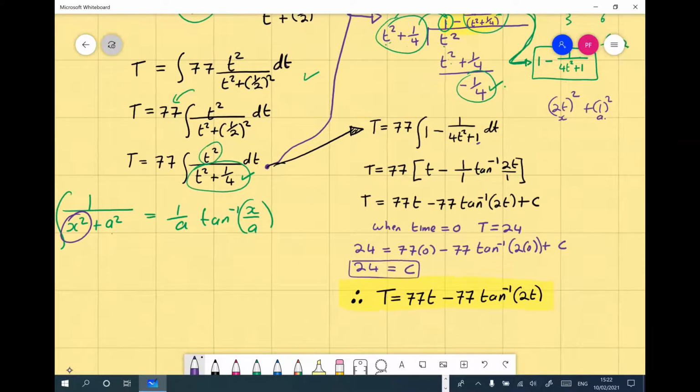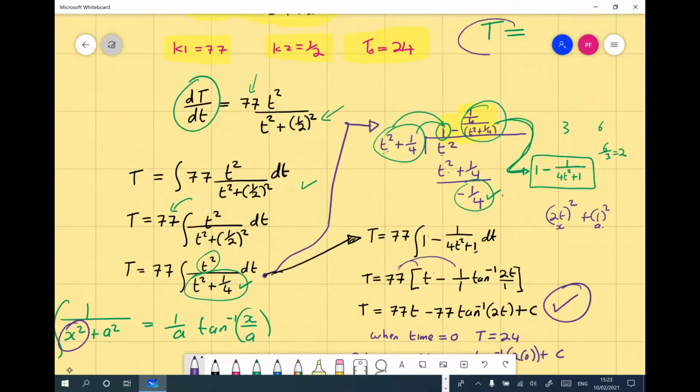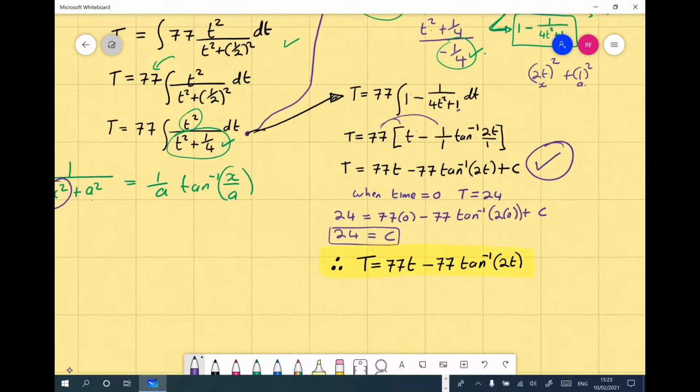Plugging those in, that'll be 77 times, now the integral of 1 is just t, and the integral of this is 1 over a times tan inverse of x over a. Obviously 1 over 1 is just 1, and 2t over 1 is just 2t. So I'll multiply my 77 in: 77t minus 77 tan inverse of 2t, but don't forget I have a plus c. If I want to finish off with what they were asking for, an expression for T, I need to figure out what c is.